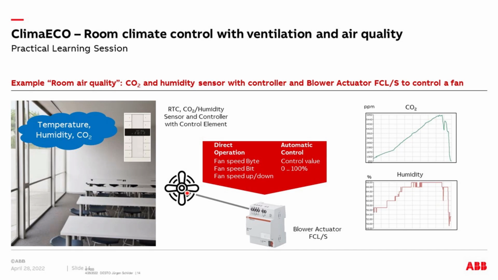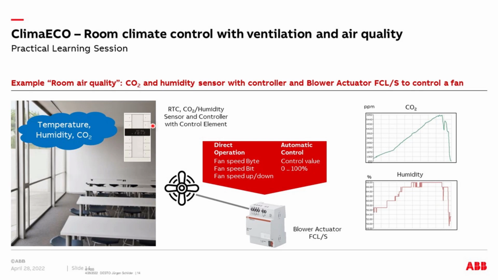So this is very important. For this, we need additionally here, let me say, an air quality sensor. The air quality sensor measures the room temperature, the CO2, and the humidity, and sends these values, for example, on KNX to make them visible on a display on a touch panel.